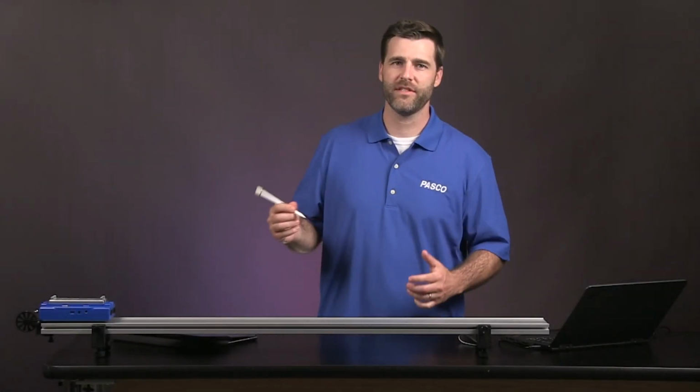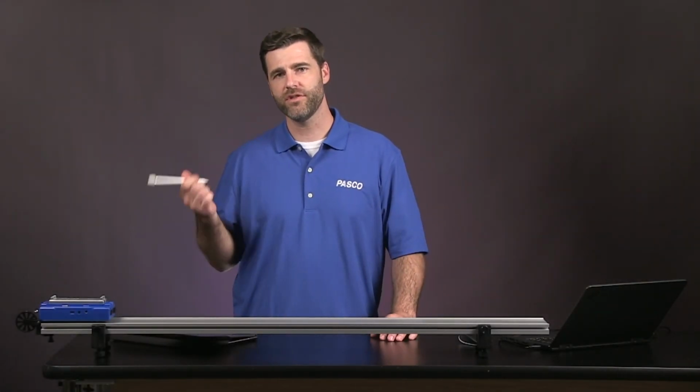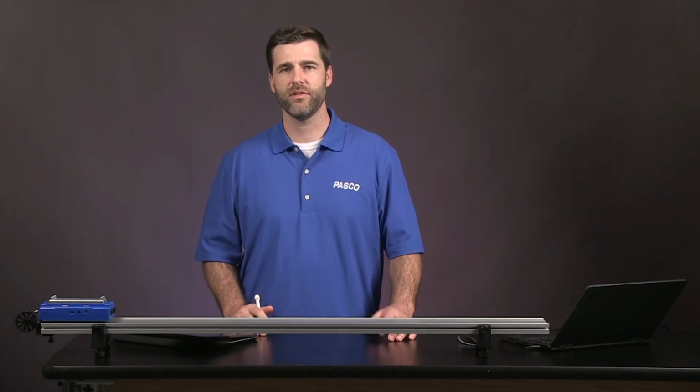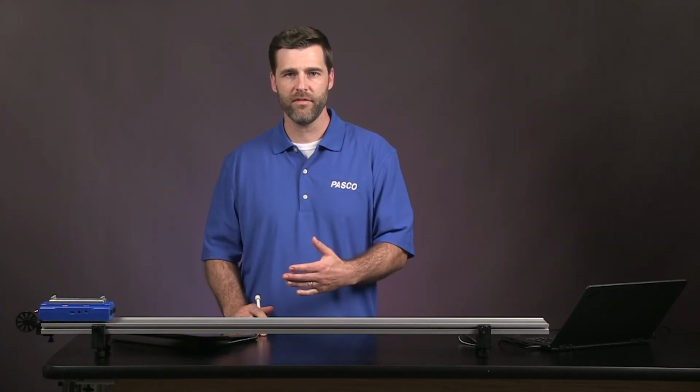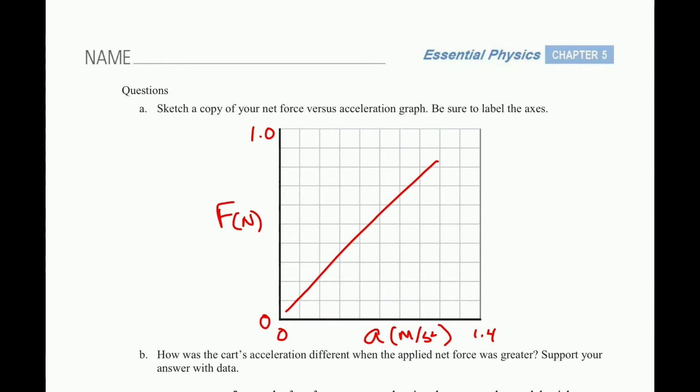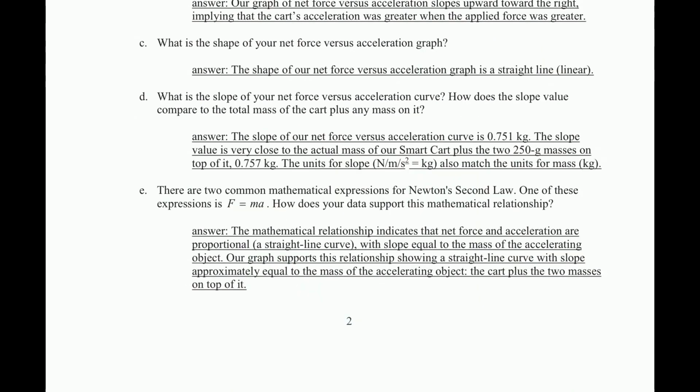The questions in this investigation examine how the cart's acceleration changed as the net force on the cart changed. And they also make connections between the shape of the net force versus acceleration graph and the mathematical model for Newton's second law. Students should sketch their net force versus acceleration graphs, keeping in mind the general scale of both the vertical and horizontal axes. From their graphs, students should identify that the acceleration of the cart increased as the net force on the cart increased, and that the shape of the graph is a straight line or linear.